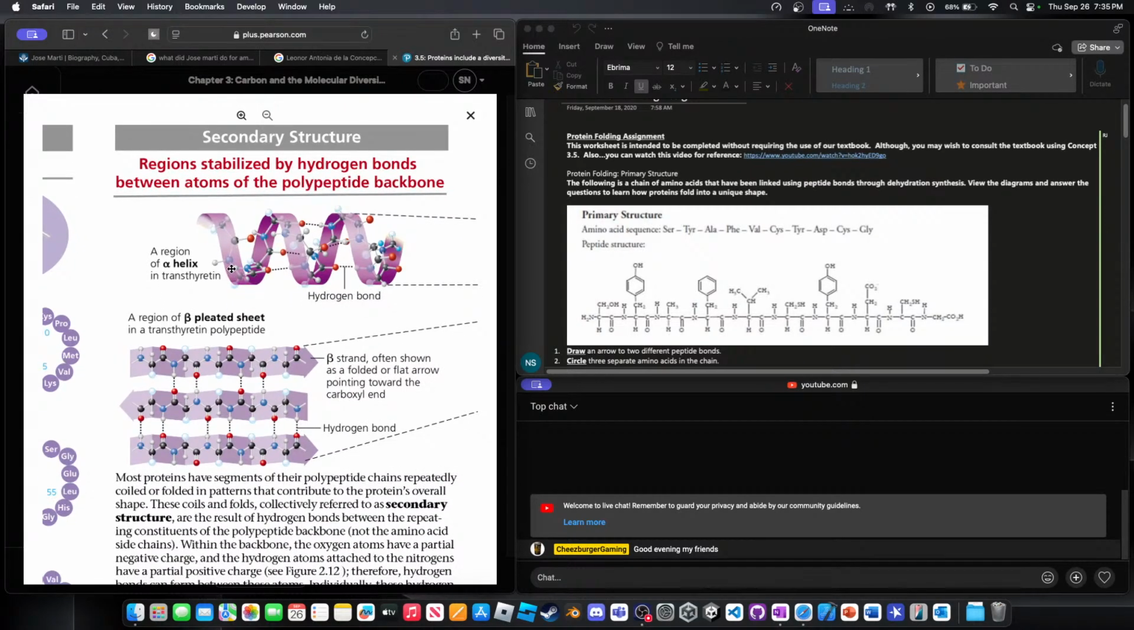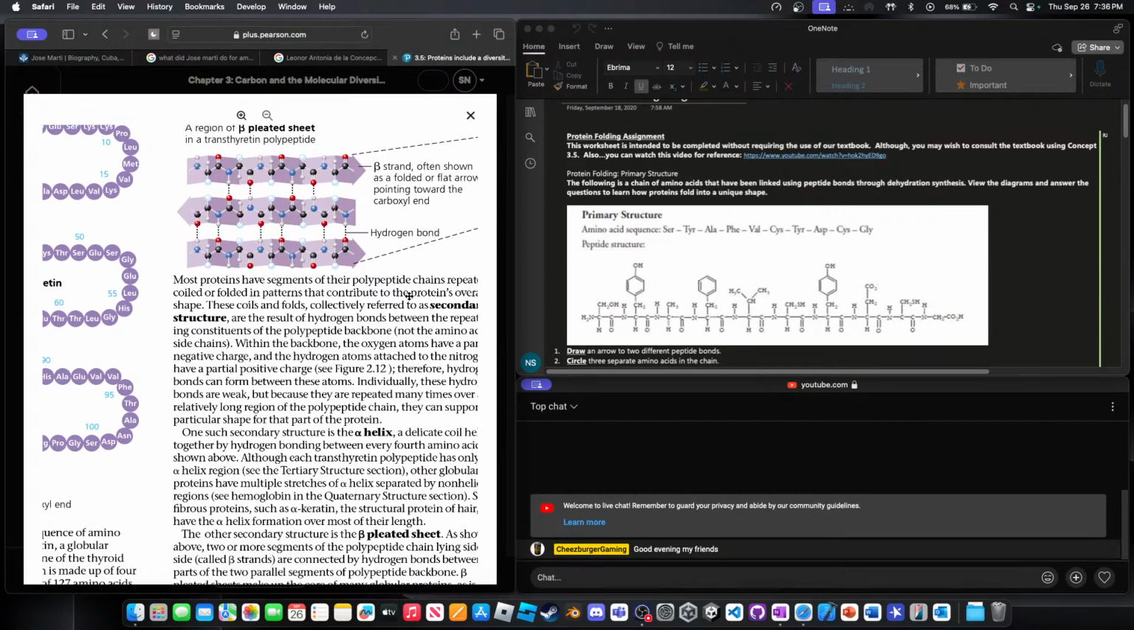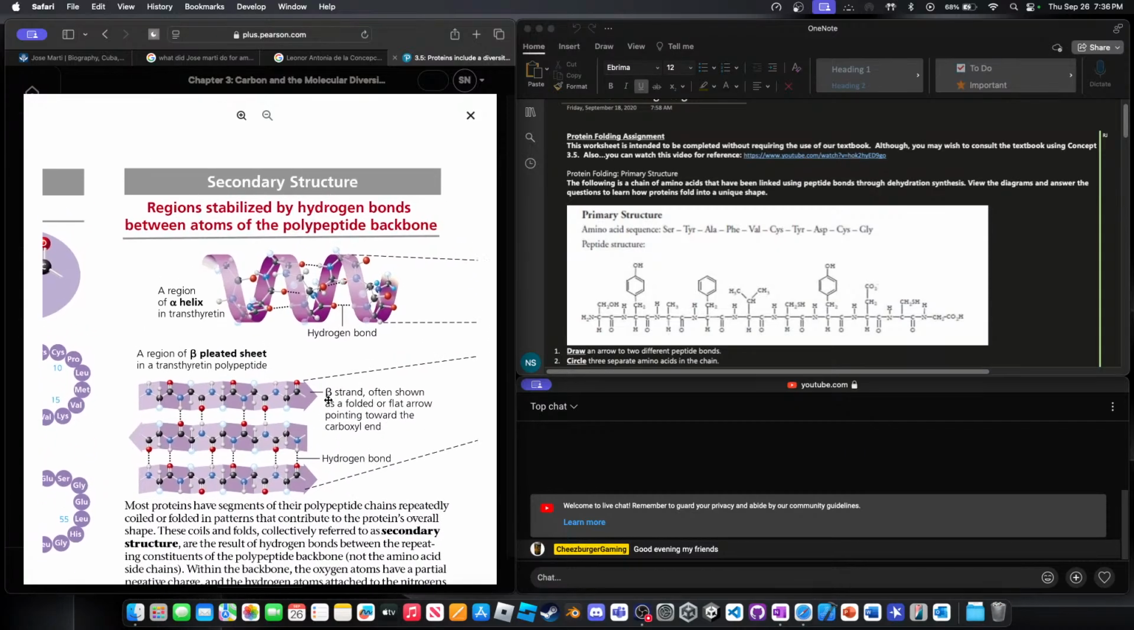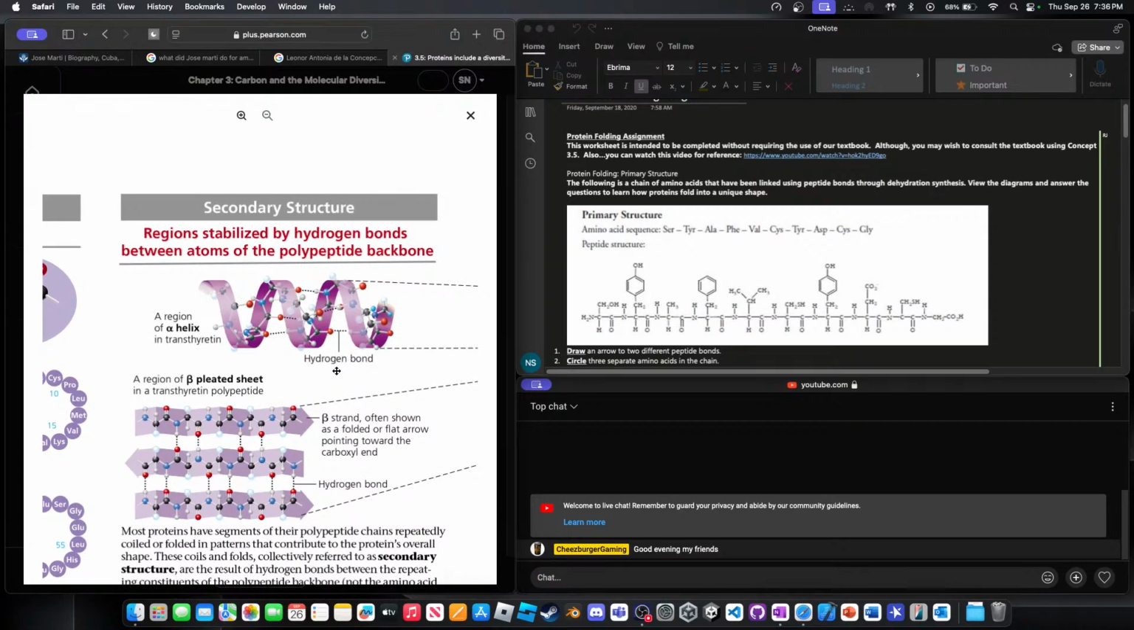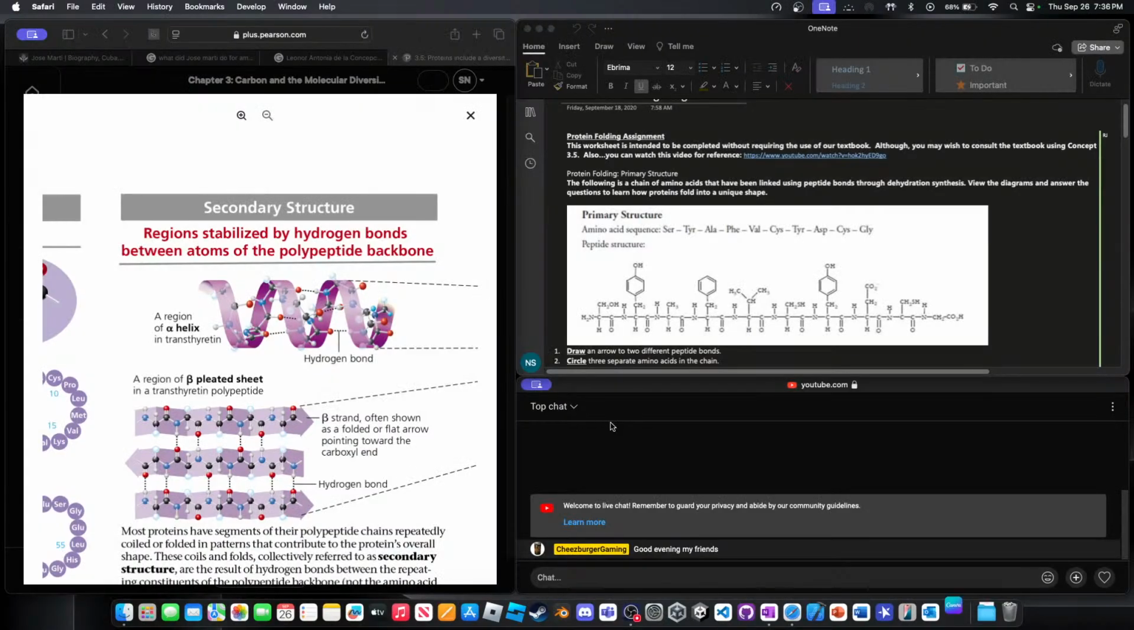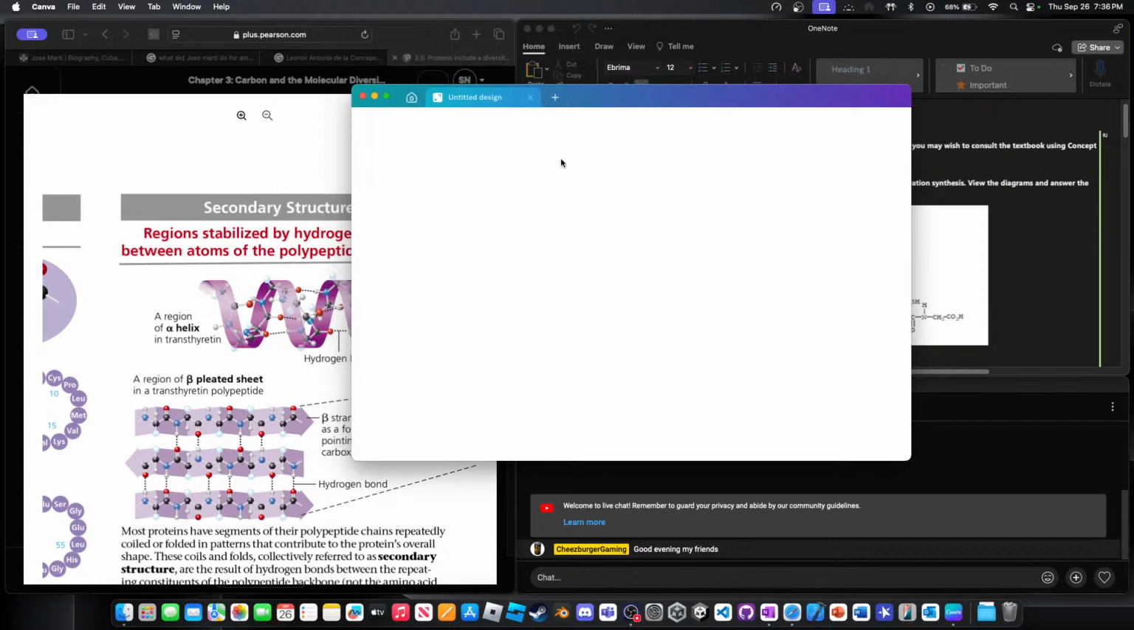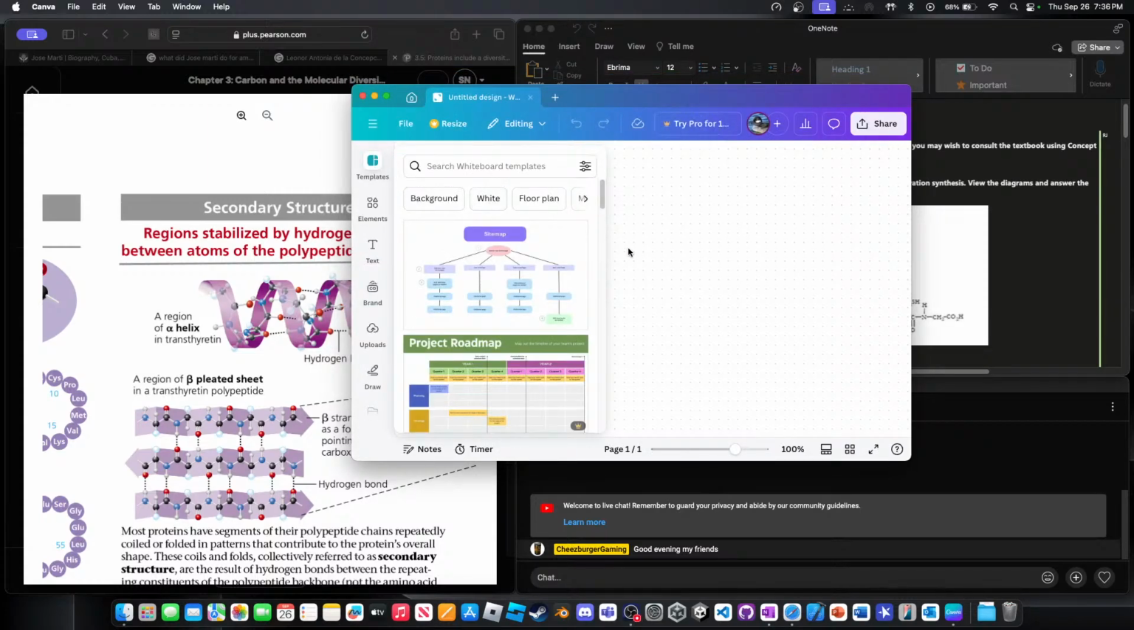Okay, so I did go and ask my teacher about this. He just said that the difference between primary and secondary was that, well, they're both held up by hydrogen bonds. Yeah, so like they're kind of like folded together. Here, let me show you guys. Open up Canva real quick. You guys didn't understand. Okay, got Canva. Here we go.